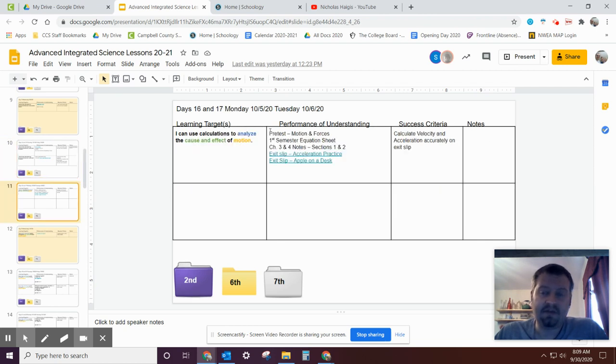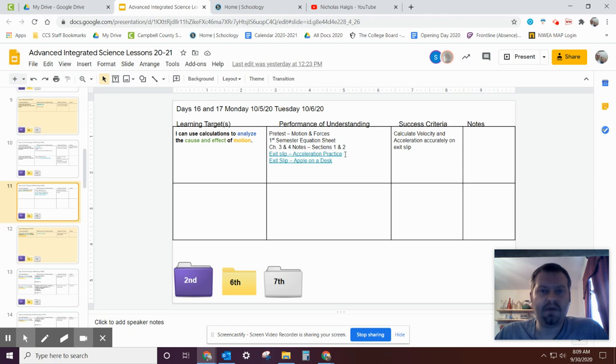Yesterday, Monday or Tuesday, we did a pre-test on motion and forces. That was on Schoology, so we checked out those results. I showed you the first semester equation sheet. Very handy to have. Make sure you've got that on you at all times. Save it on your Google Drive if you need to. Always have it on you. Your agenda also has a really nice list of equations, page 148, if you need that.